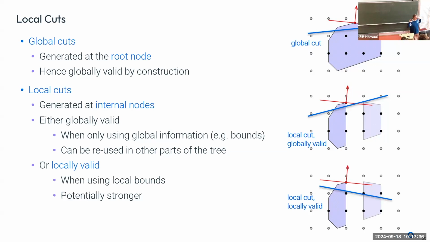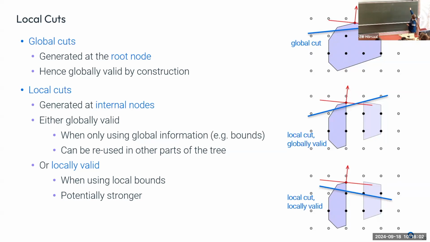Or you say, okay, that sounds sketchy to begin with. I constrain myself to locally valid cuts. Free to use, do whatever you want for generation there, as long as it's mathematically sound, of course. They're potentially stronger because they use more information, so that's good. But you'll not be able to reuse them at other parts of the tree.